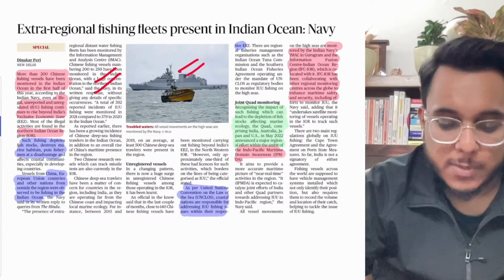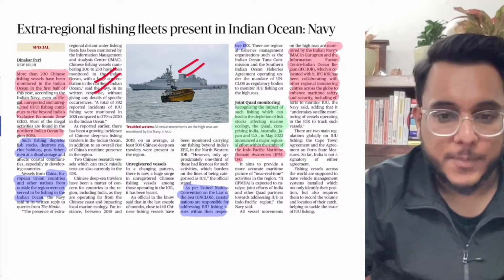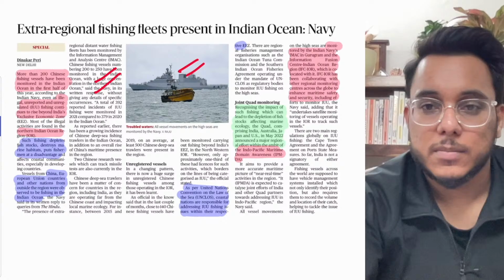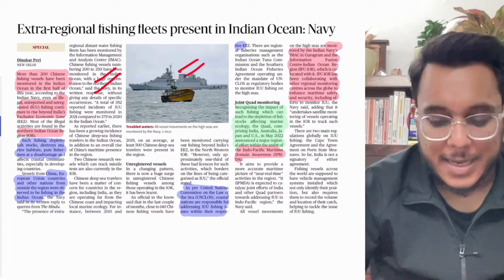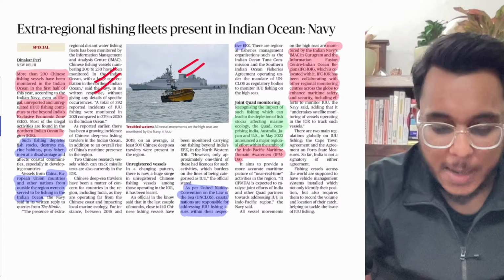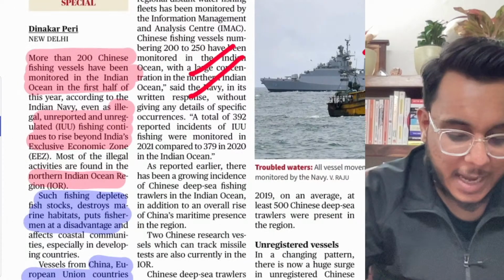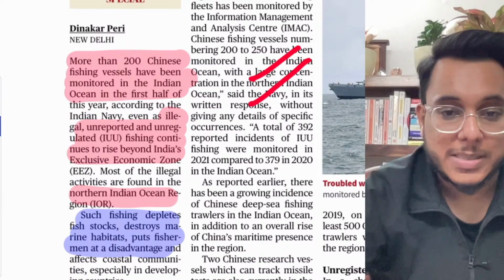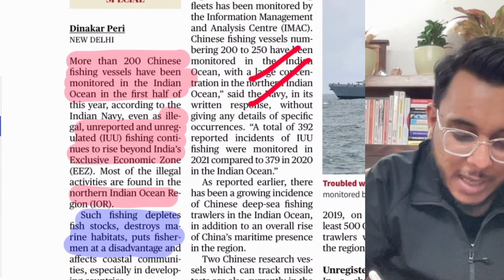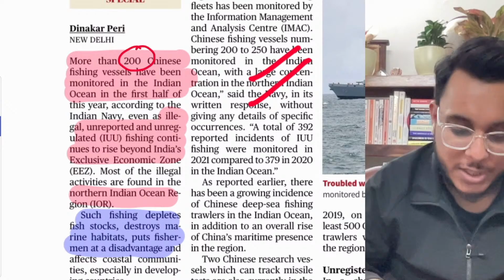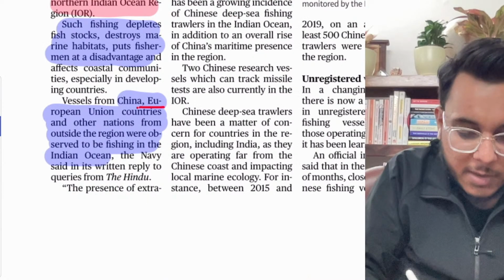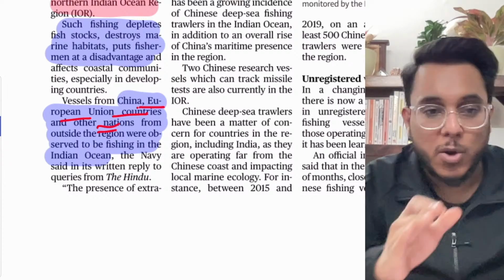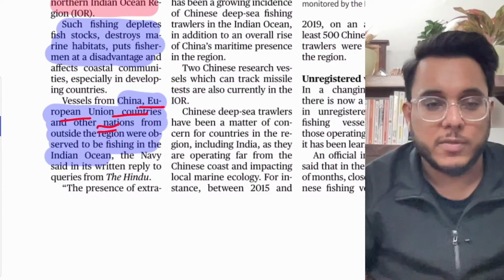Next article: extra-regional fishing fleets present in the Indian Ocean, reported by the Navy. Okay, now actually guys, the Navy has provided that there are many foreign vessels present in the Indian Ocean region. The Indian Navy reports more than 200 Chinese fishing vessels, and even vessels from the European Union, ships from countries far beyond the region of the Indian Ocean, are present in this region.